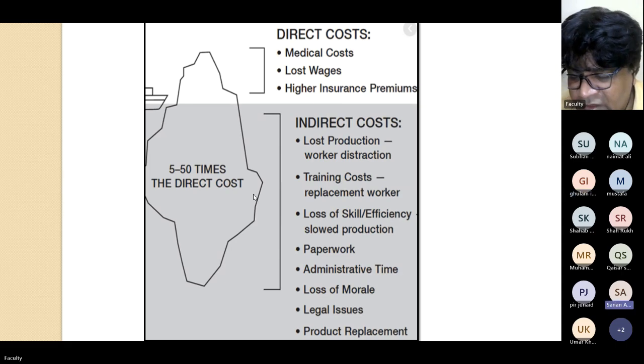Actually, I was asking that, like in indirect cost, it also includes rent for the office space, utilities, administrative salaries, accounting, legal services. These are all also included in indirect cost, right, sir?